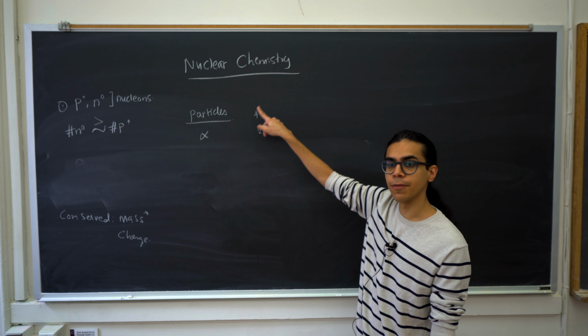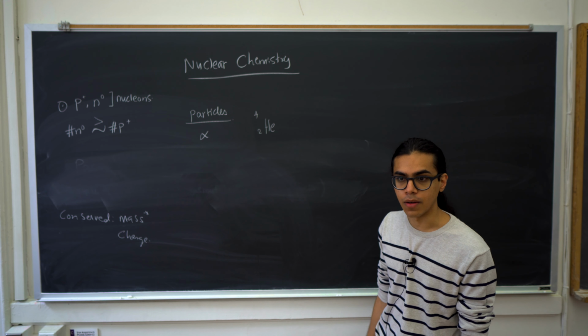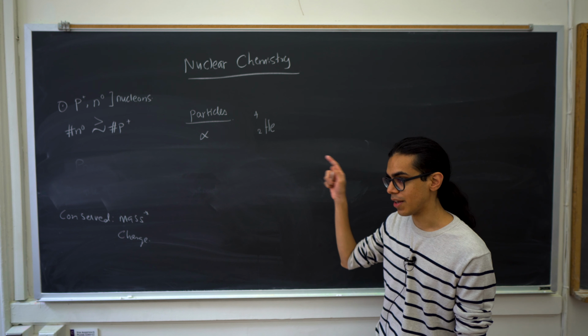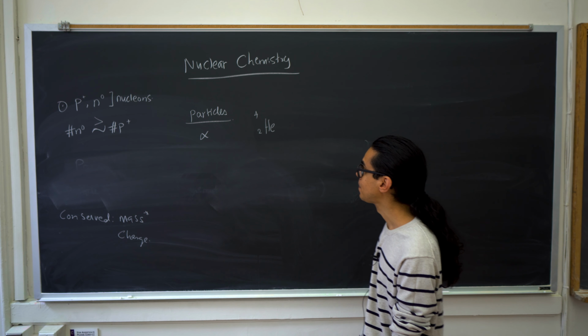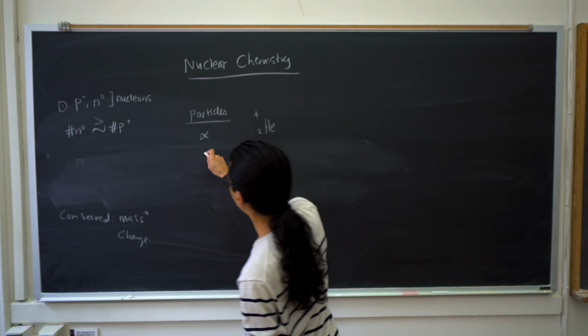You've seen this notation before, right? We've done this before. Atomic number on the bottom, mass number on the top. So this is an alpha particle. Similarly, there's a beta particle.